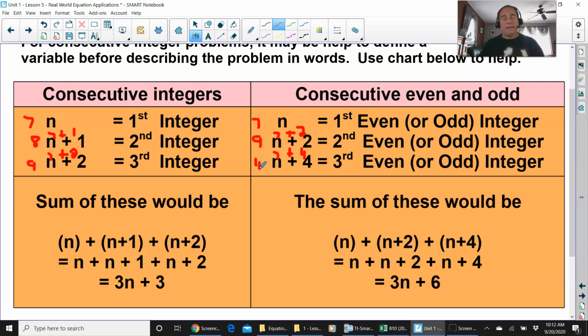So let's talk about even. If the first number is 4, which is an even integer, the next consecutive even integer is 6, right? So if you do 4 plus 2, that's 6. Okay? If you do 4 plus 4, that's 8.